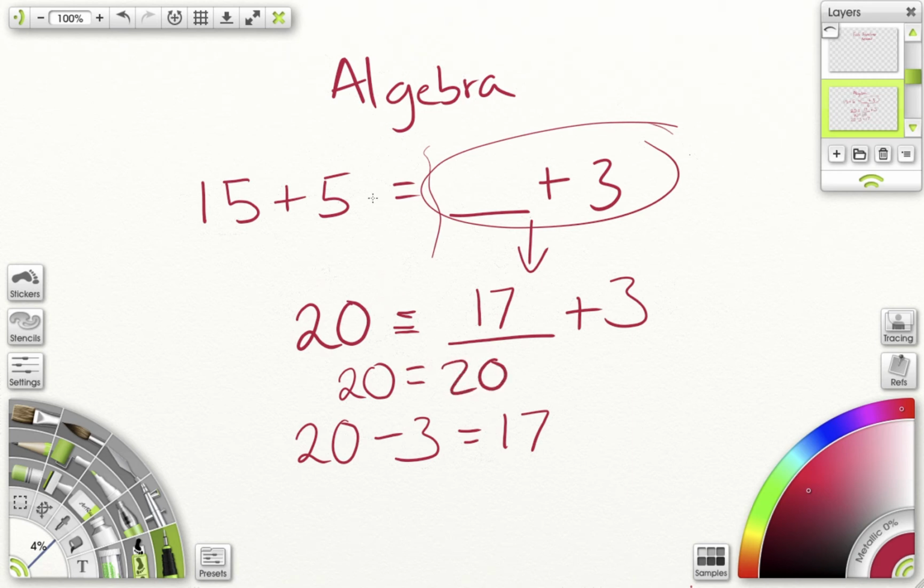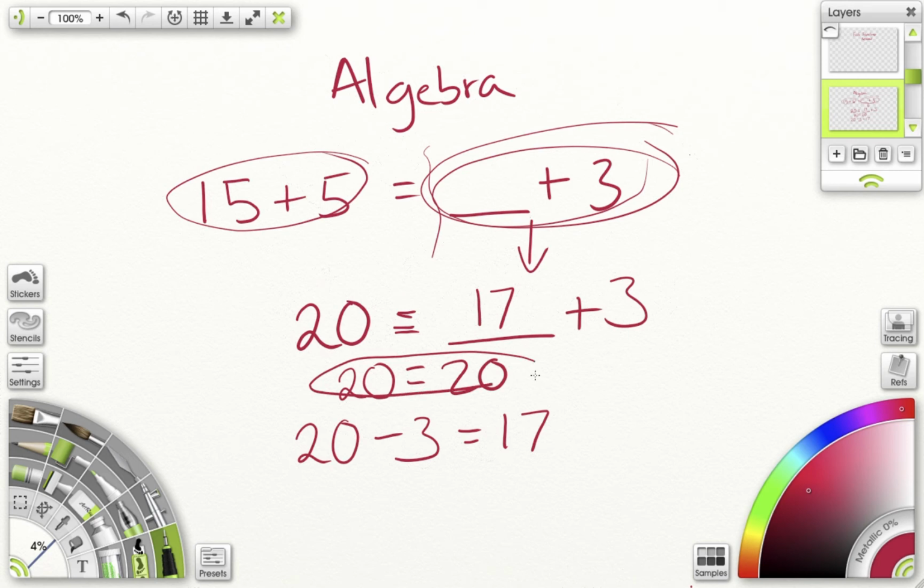So I solved this side of my problem, and now I solved this side. Do these numbers match? 20 equals 20? Yep, they're the same number. So this is how I know that I balanced this problem, as in both the numbers are the same on both sides.